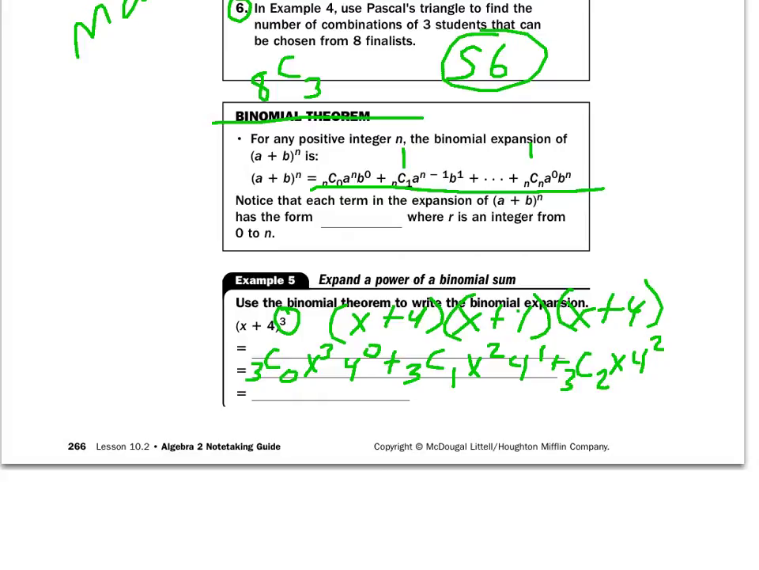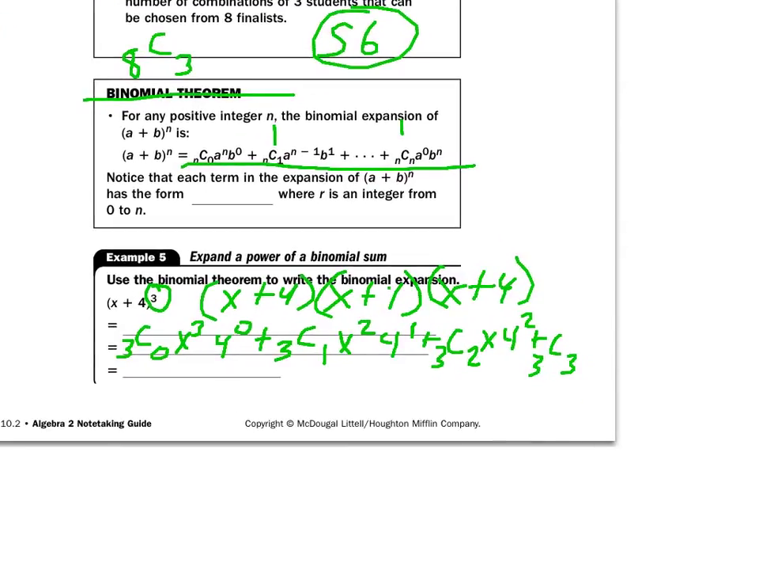And the last one would be 3 choose 3. Give myself a little room. 3 choose 3. X to the 0 power. See, this was x to the 1. X to the 0, 4 to the 3rd. Okay, so then we have all of those, then we have to do all the work on them.